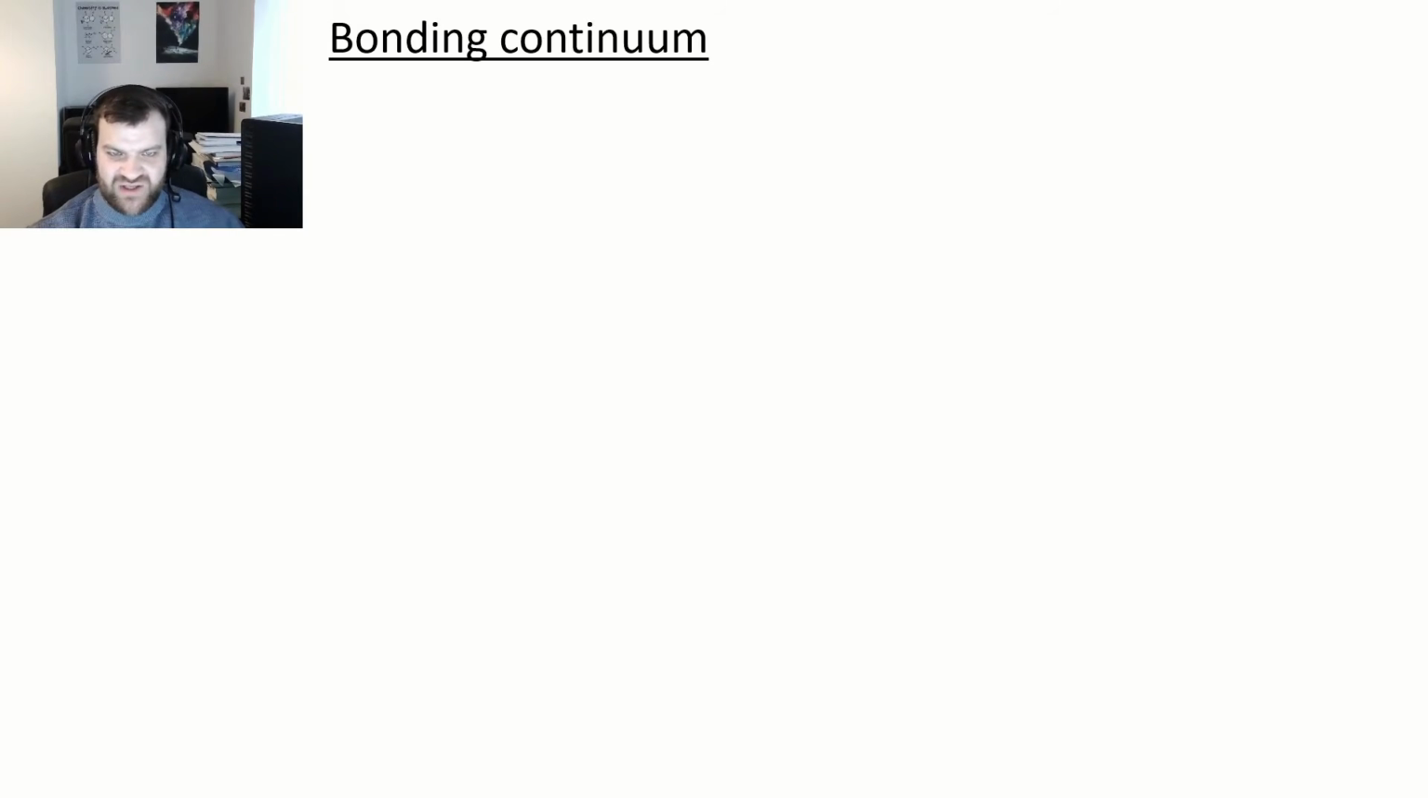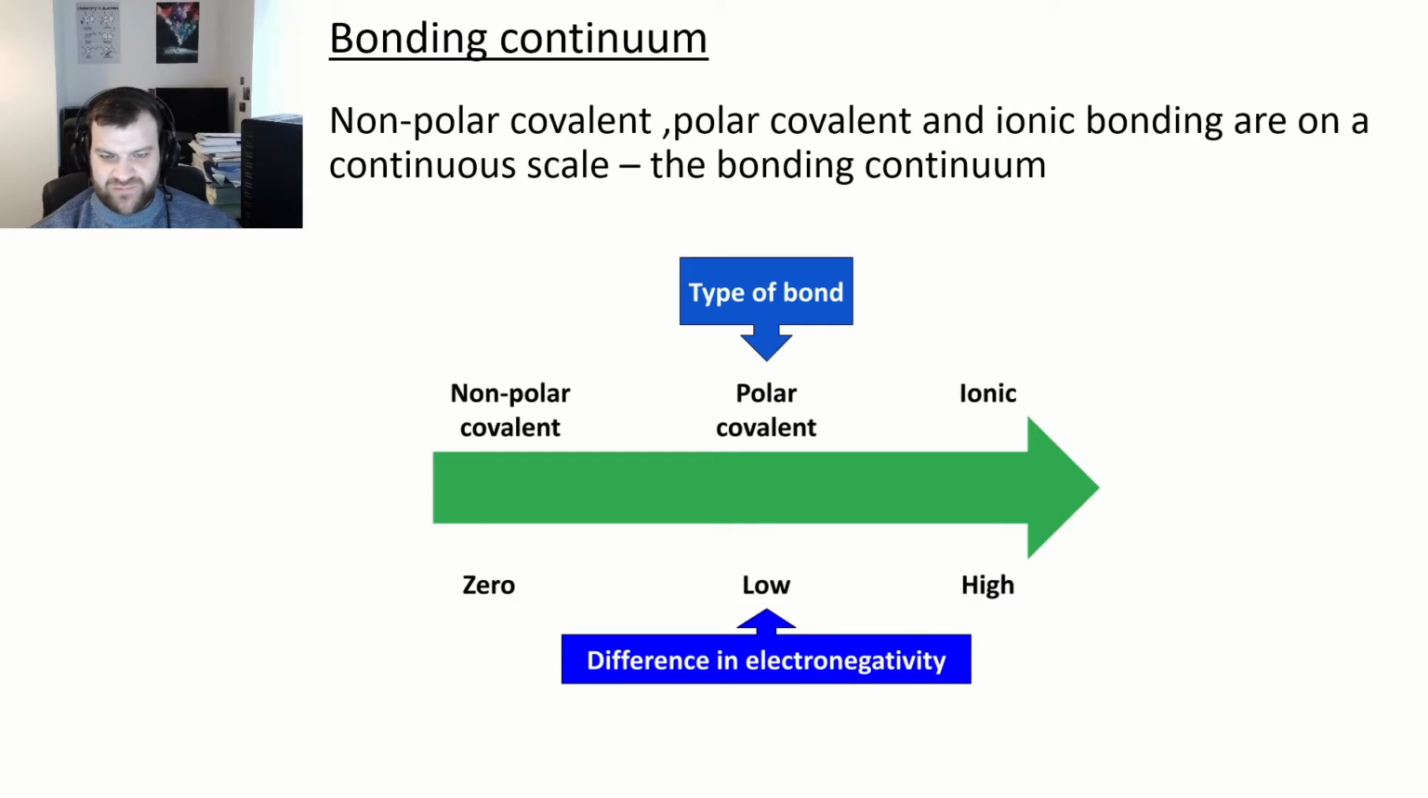In our bonding continuum, we're going to link our types of bonding to the differences in electronegativity. And by calculating the differences in electronegativity, we can predict which type of bonding is going to be present. We can then back that up looking at properties, but as an initial starting point, this is a good way of predicting which type of bonding will be present.